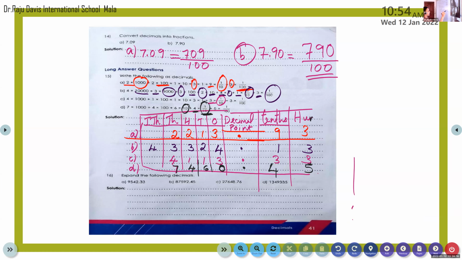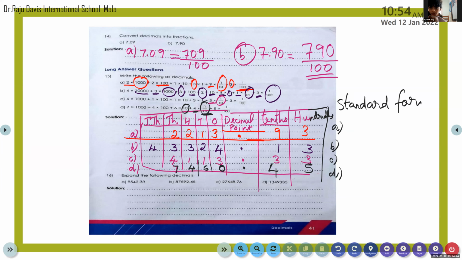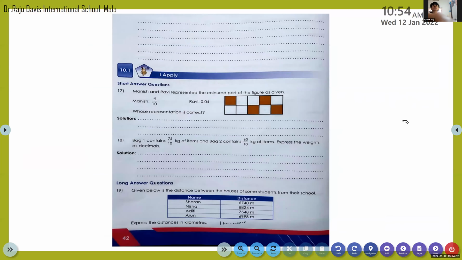And children, if you have space below, you can write below, or on the side, you can again write the numbers without the place value chart. What is the number here in the place value chart? Write it here. The standard form. Now we are writing standard form. What is the standard form here, children? The first one, the number 2213.93.